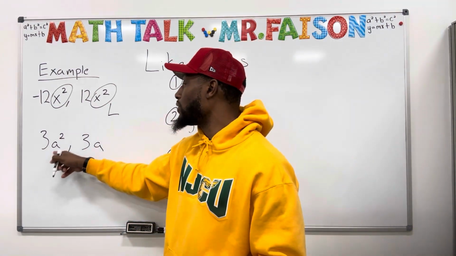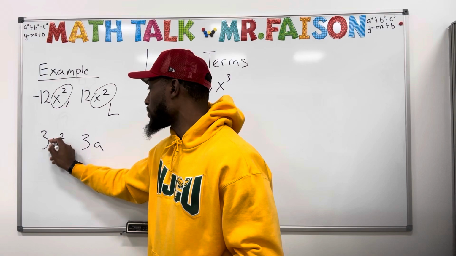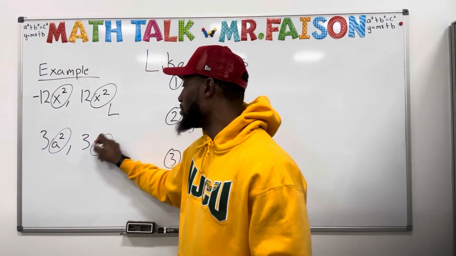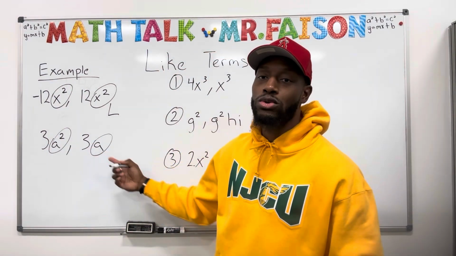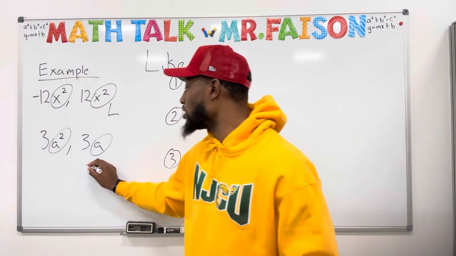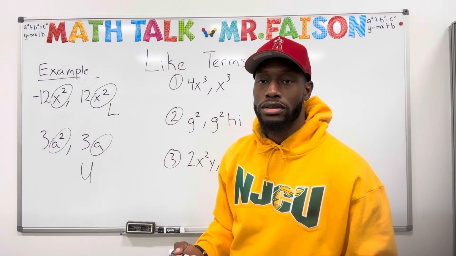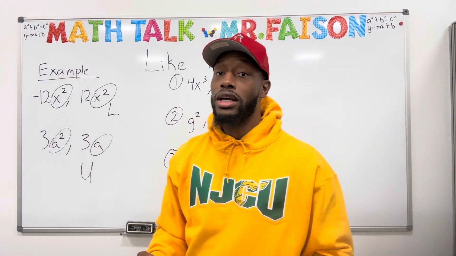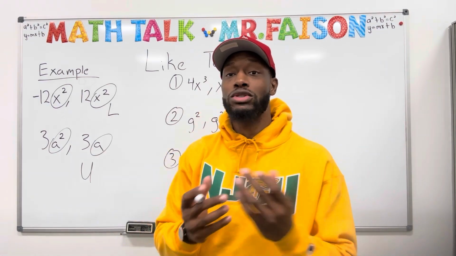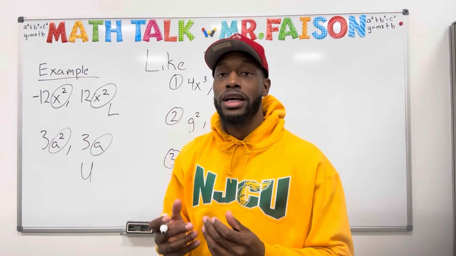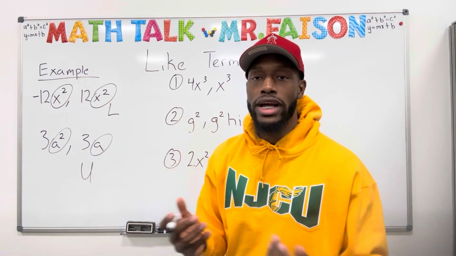So I look here, 3a squared and 3a. Boom, boom. Those are not identical twins. So these are not like terms. So I'm gonna put a U for unlike. All right, those are unlike terms. Okay, remember, if they're like terms, we can add and subtract terms, right? If they're unlike, we cannot add and subtract them.